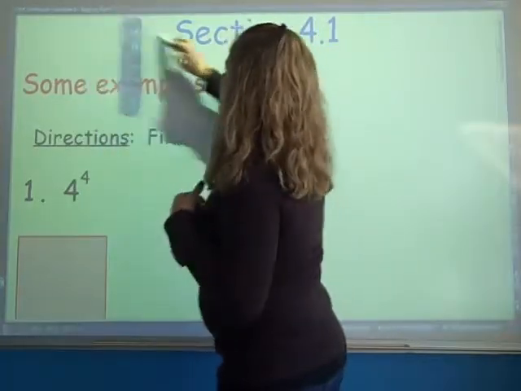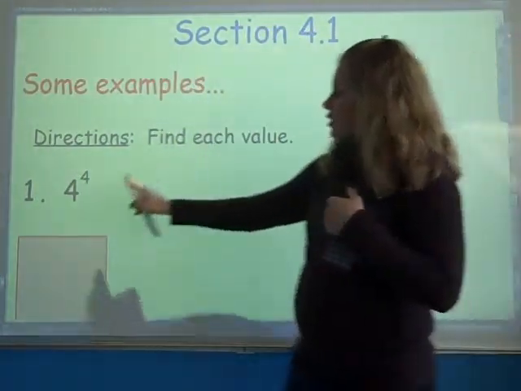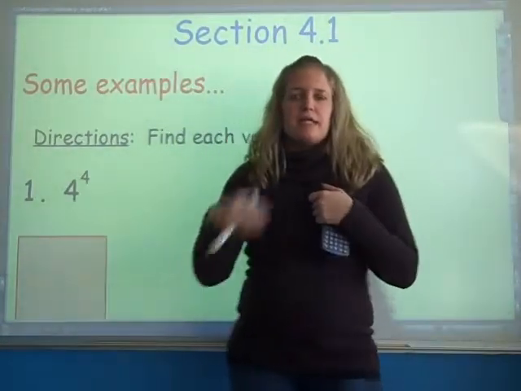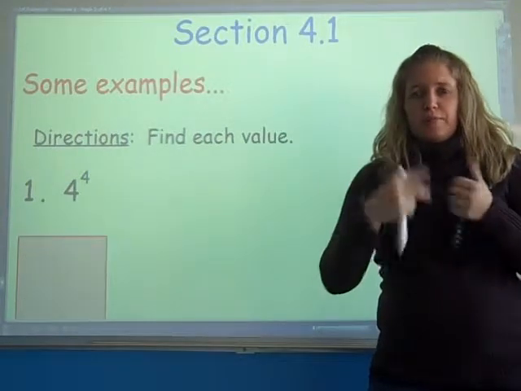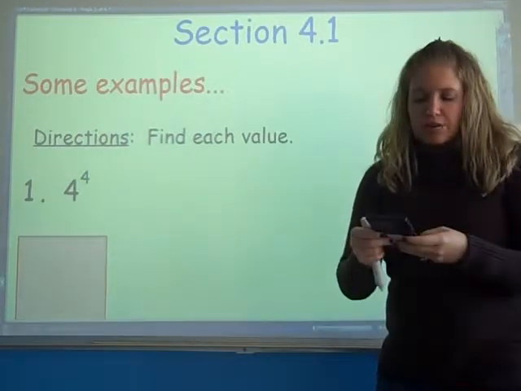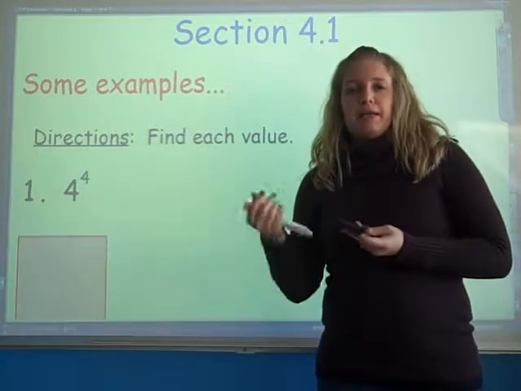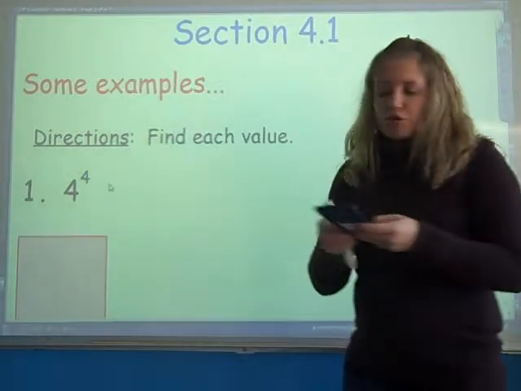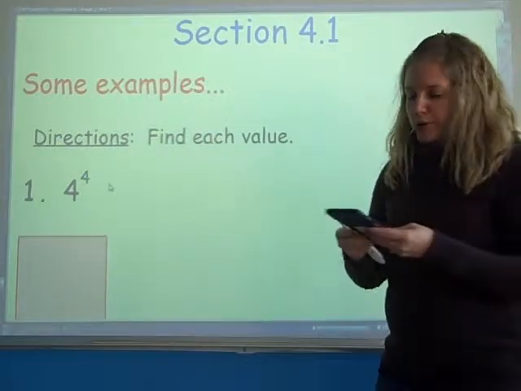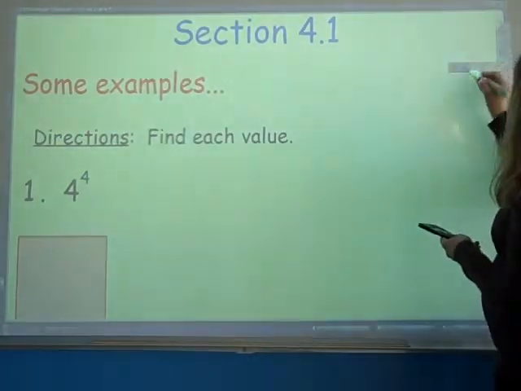Find each value. So 4 to the 4th power does not mean 4 times 4. It means 4 times 4 times 4 times 4. You are allowed calculators, and I will show you the shortcut button on your calculator to type in exponents. But for right now, you could just type 4 times 4 times 4 times 4, and you will get 256.